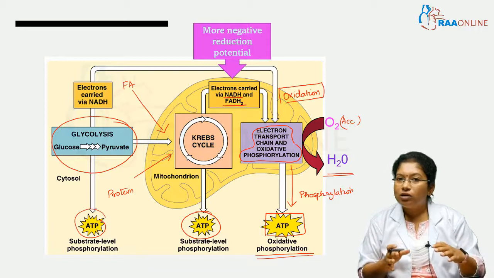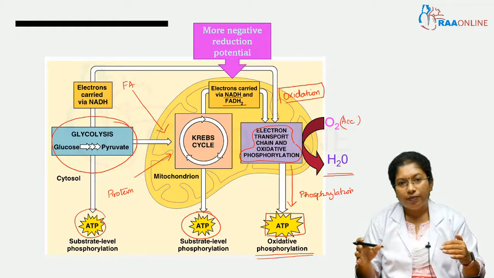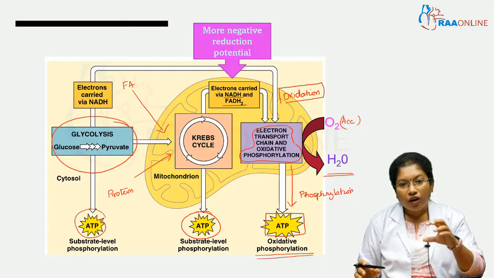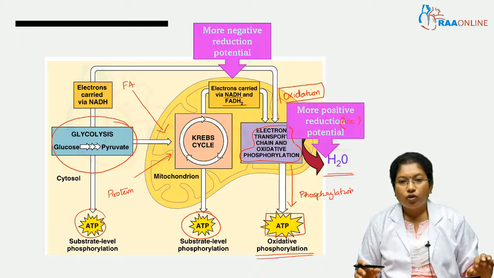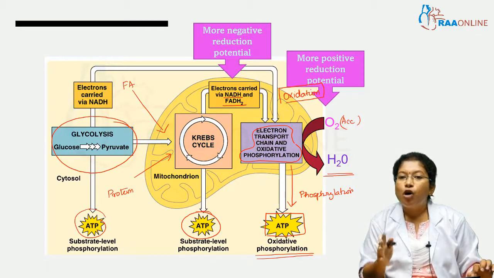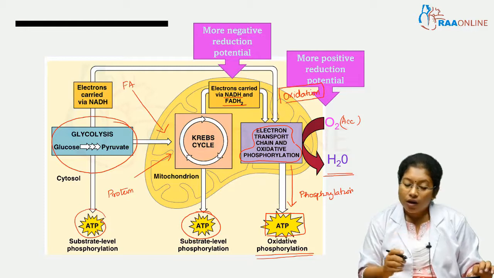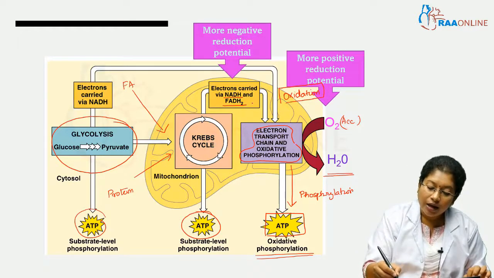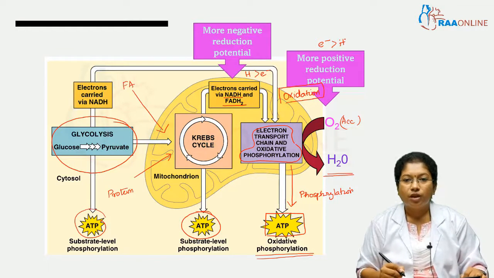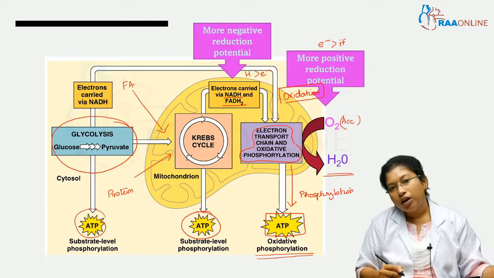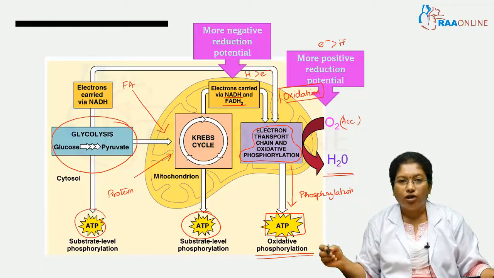So now the electrons are carried from TCA cycle to ETC. That means the NADH and FADH have more negative redox potential, whereas your oxygen have more positive redox potential. That means this NADH, FADH has more affinity towards hydrogen compared to electrons. Your oxygen has more affinity towards electrons compared to hydrogen. So electrons are transferred from more negative reduction potential to the more positive redox potential.